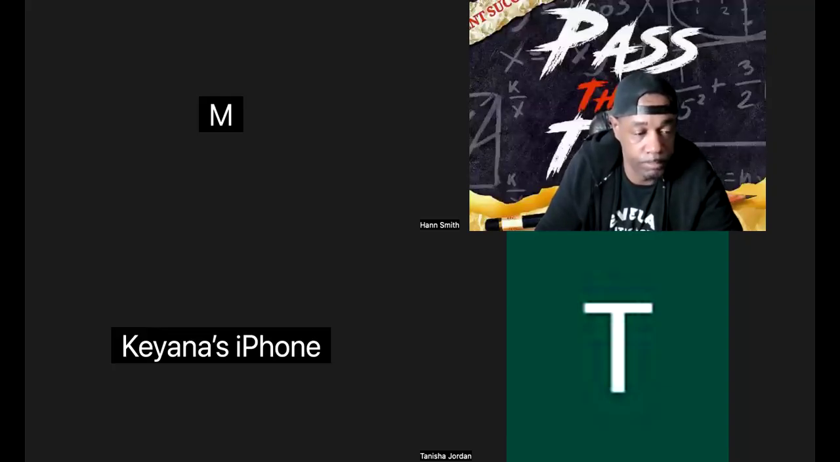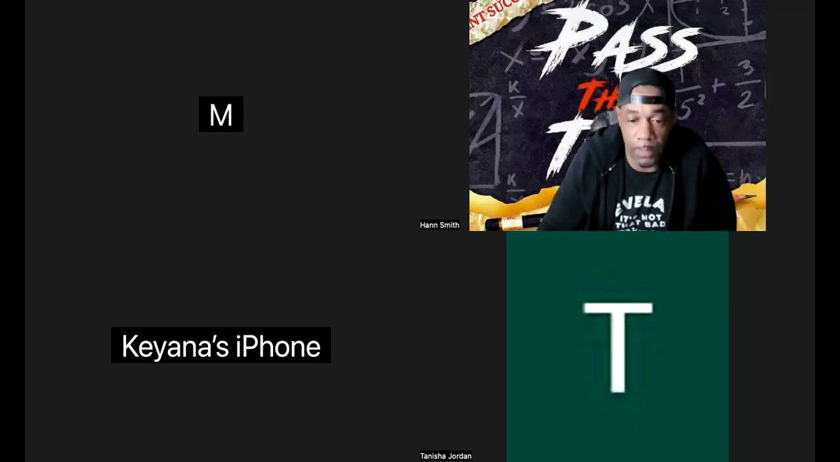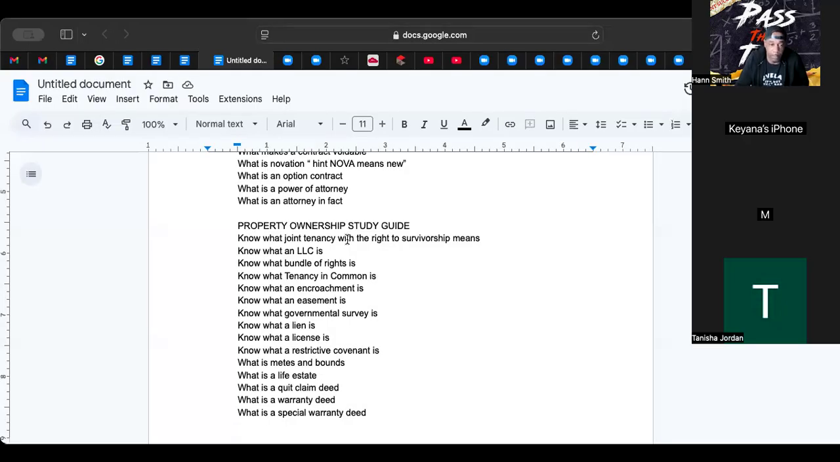Right, so we are on property ownership. We kind of went over some of the things that you're going to be expected to know in this section. I'm sharing my screen now. This isn't everything. I'm going to add them as we look at some questions and stuff.